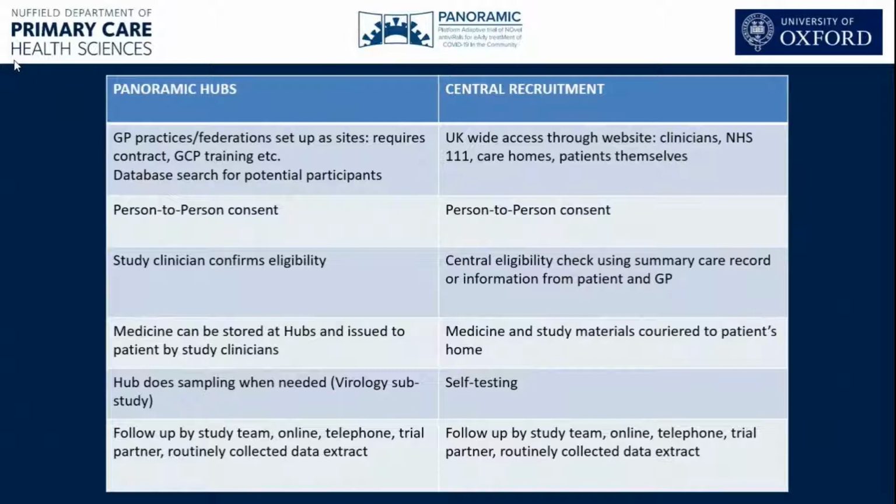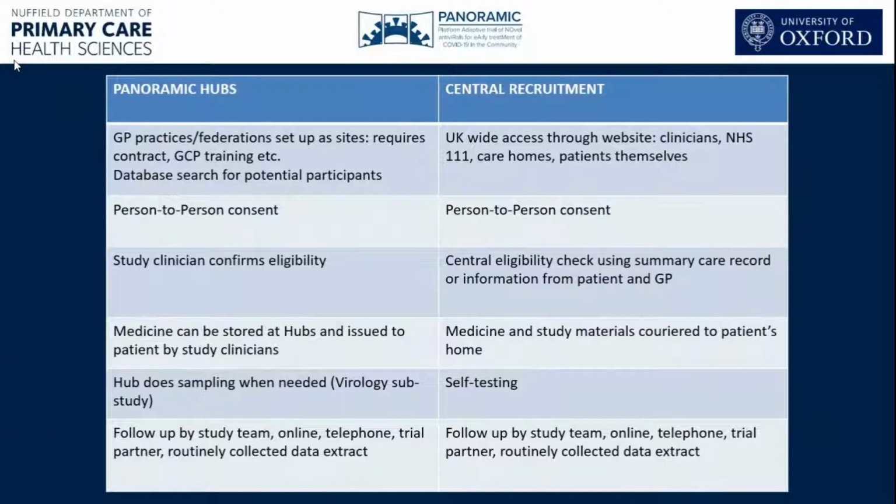Central recruitment, so UK-wide access through the website, and this will be available to clinicians, NHS 111, care homes and patients themselves. Consent procedures will be person to person for both routes, and for hubs, the study clinician will confirm eligibility, whereas for central recruitment, we'll have a central eligibility check using the summary care record or information from the patient and the GP.